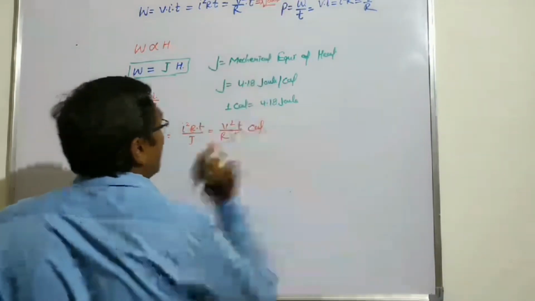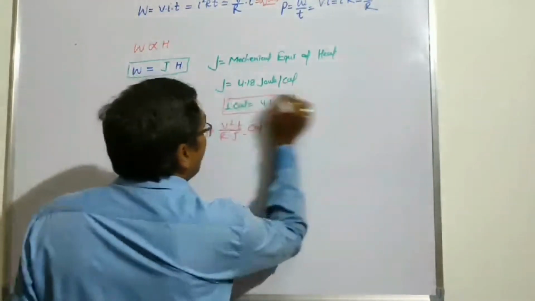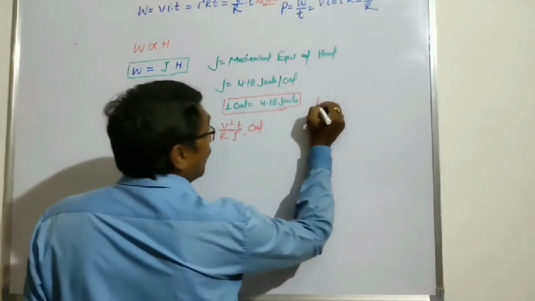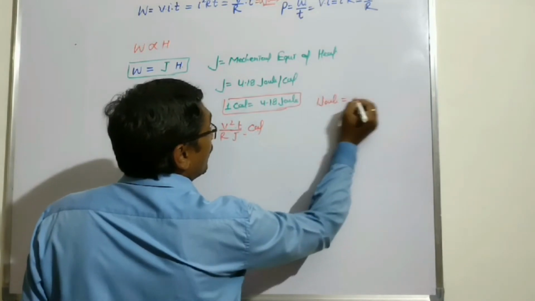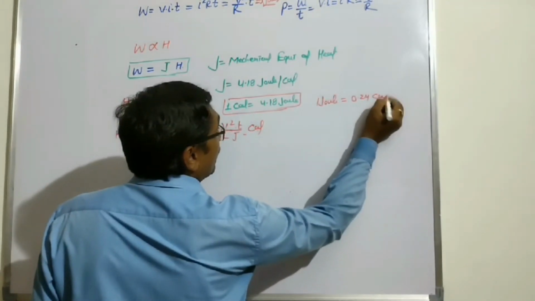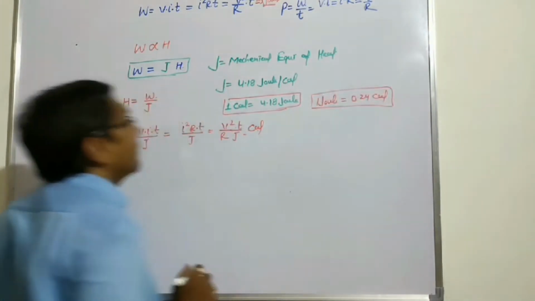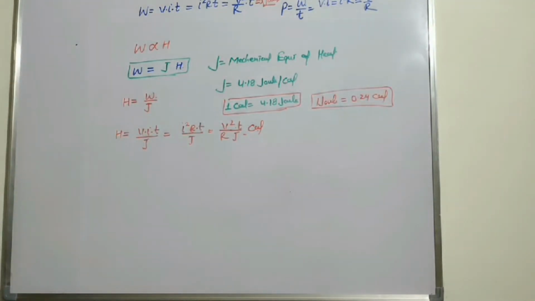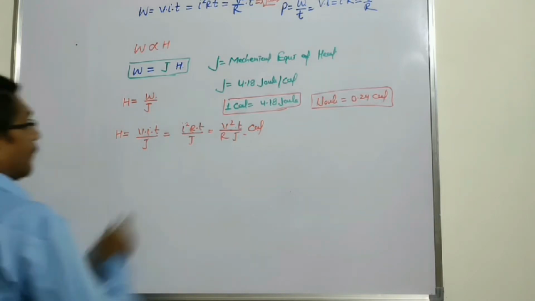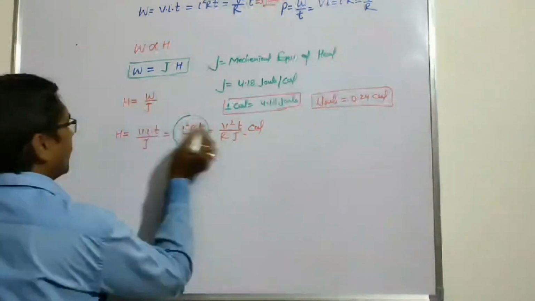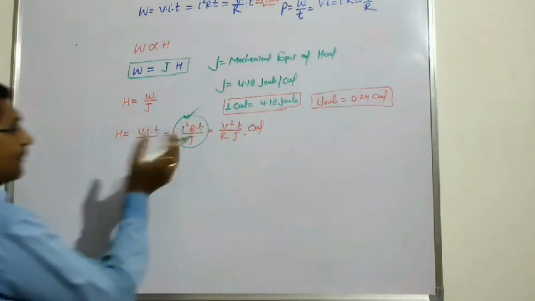So here joule is converted into calorie by this relation. 1 calorie equals 4.18 joule, or 1 joule equals 0.24 calorie. Okay. So we can use any of these formulas, but this is the main formula.